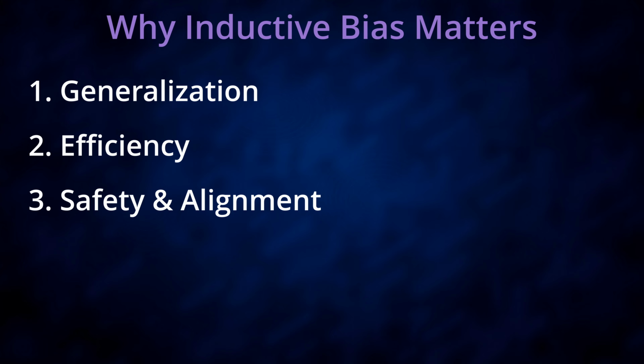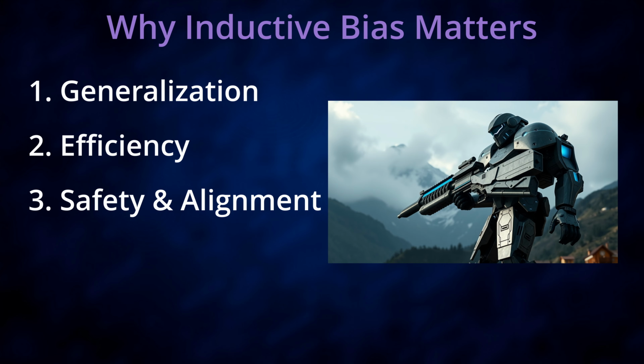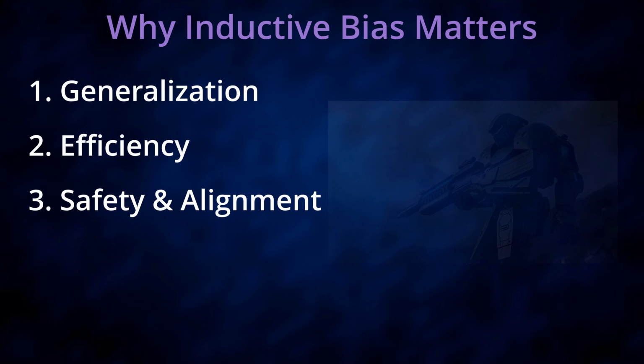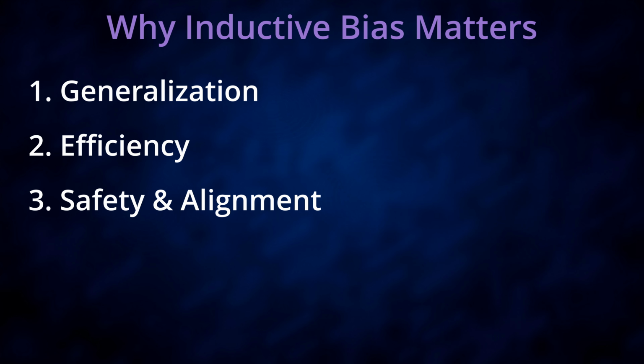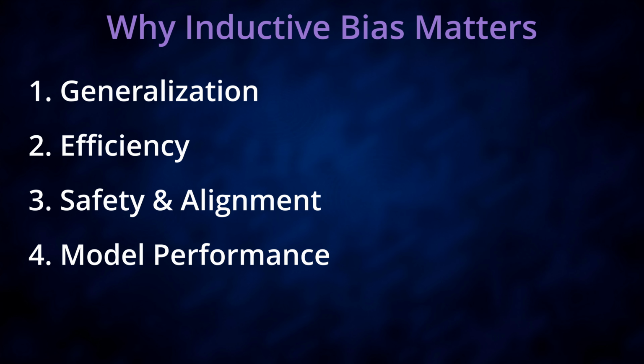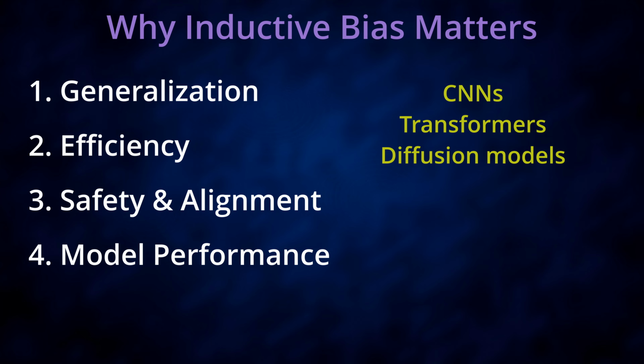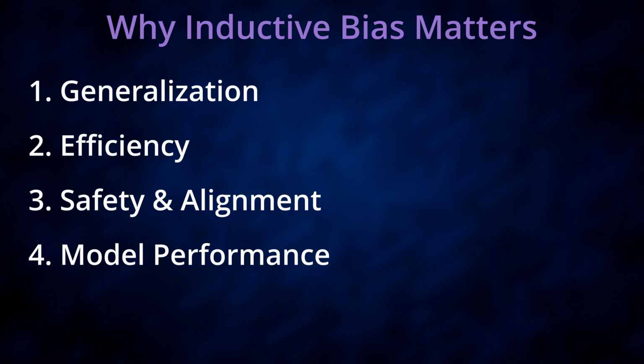Safety and alignment. When bias is wrong, the model generalizes in harmful ways. When bias is right, AI behaves predictably and ethically. Model performance. Every machine learning breakthrough, from CNNs to transformers to diffusion models, came from the introduction of new inductive biases.